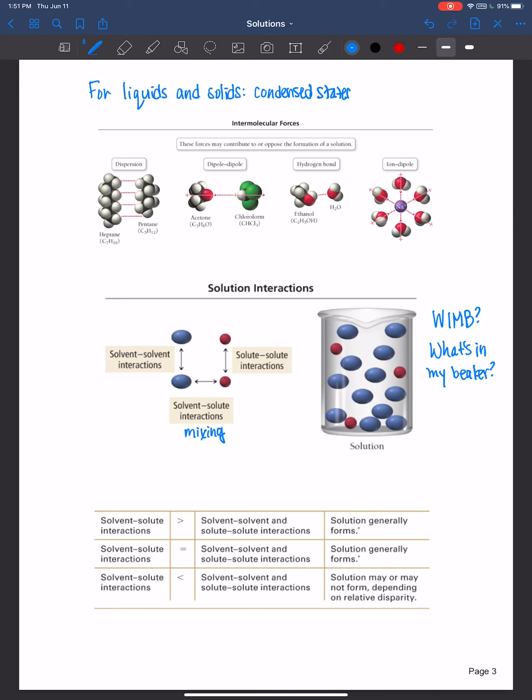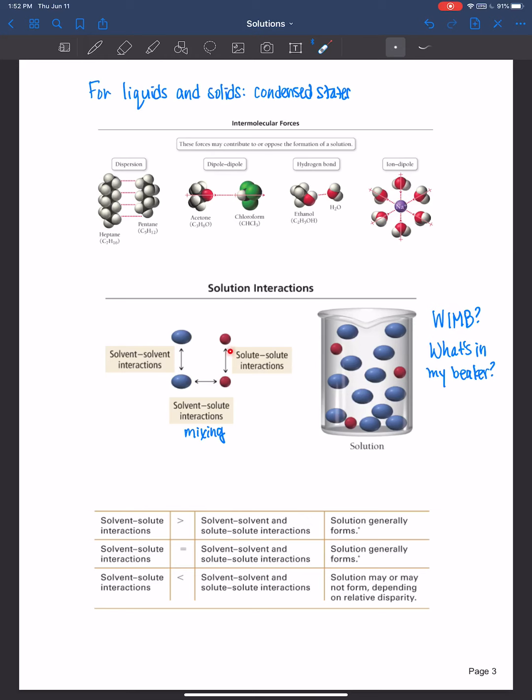So that means they're interacting with one another. But in order for mixing to happen, you have to overcome the solvent-solvent interactions. Remember, the solvent loves itself, right? I mean, clearly it's the same, it's just a bunch of the same, like water molecules, for example. Water molecules love interacting with one another. And so you have to overcome that. You have to split those two apart.